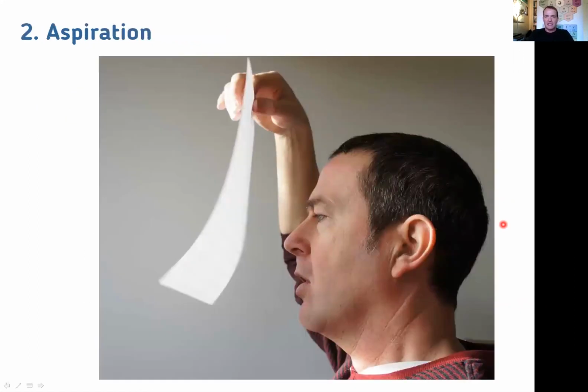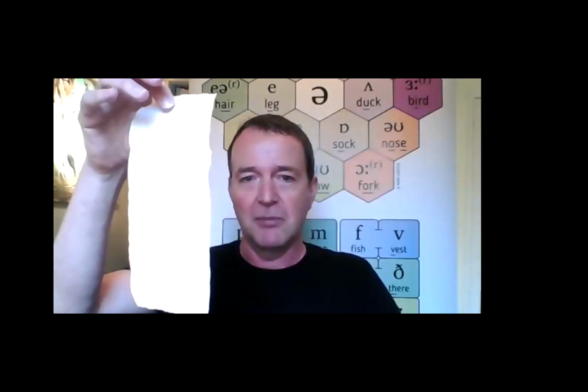So key concept number 2 is aspiration. I'll come out of the share for this. So aspiration you can use as a practical experiment to demonstrate to students the sound in P, as in pen, and the difference between that and B, as in bin. What's the difference? You can use a piece of paper. Tissue paper is the best, but ordinary paper works a little bit.